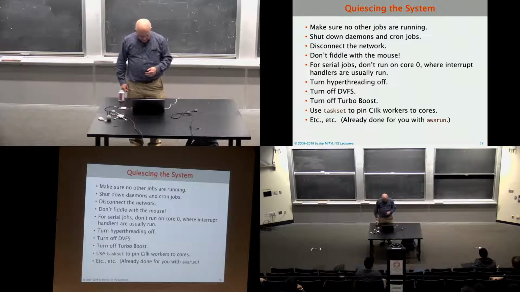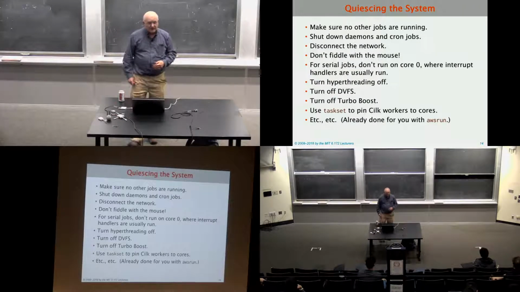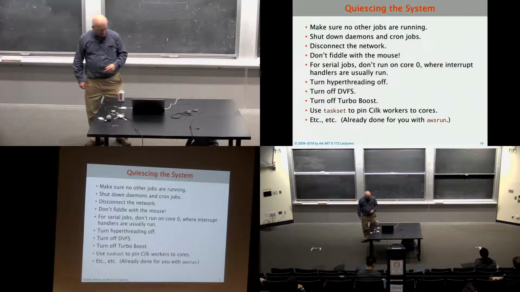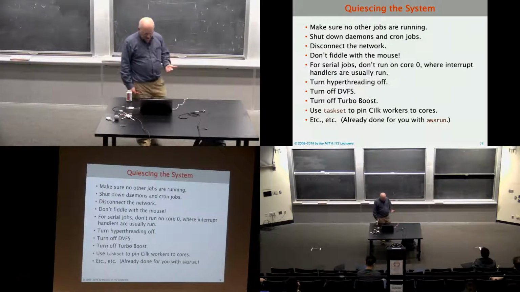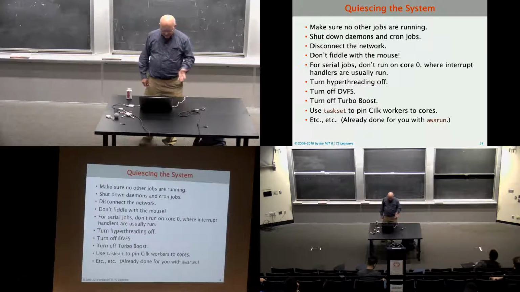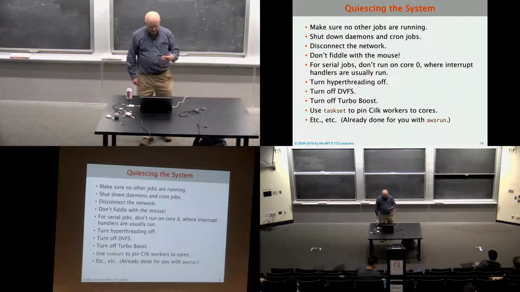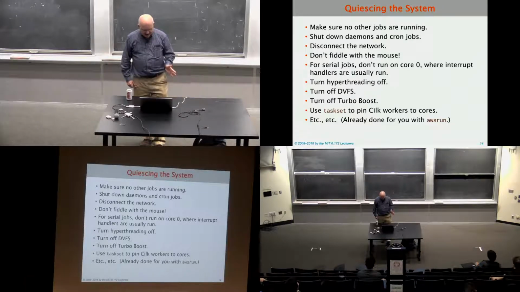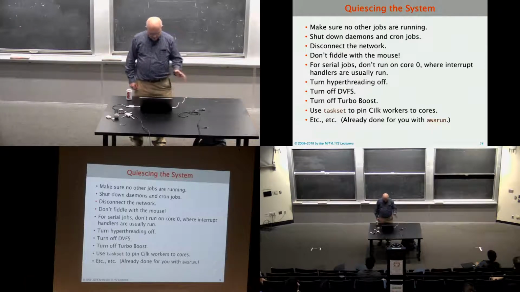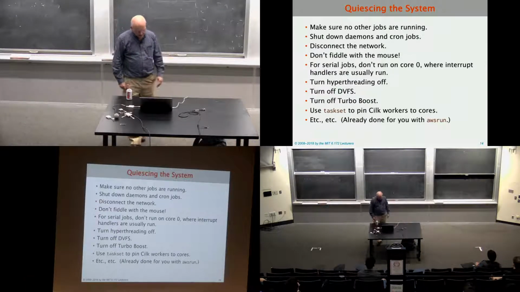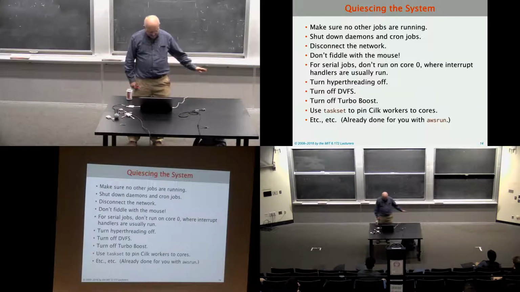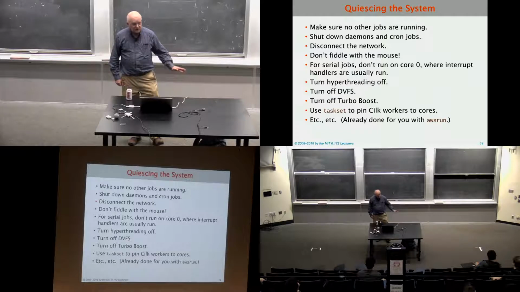So here are some tips on how you quiesce a system if you wanted to do this for your laptop, for example. Make sure no other jobs are running. Shut down daemons and cron jobs. Disconnect the network. Don't fiddle with the mouse. Okay. For serial jobs, don't run on core 0 where interrupt handlers are usually run. Turn hyperthreading off. Turn off DVFS. Turn off Turbo Boost. Use taskset to pin workers to cores.